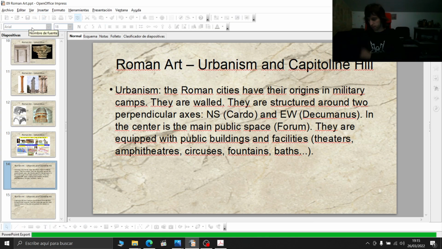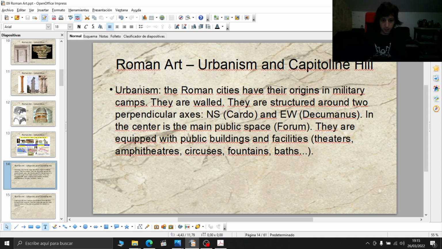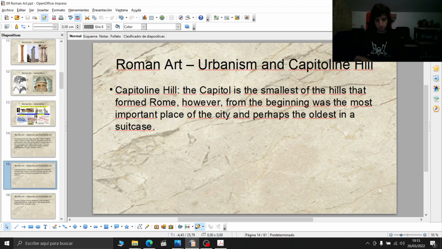Okay, now the first chapter at last. Urbanism. The Roman cities have their origins in military camps. They are walled. They are structured around two perpendicular axes, north-south Cardo and east-west Decumanus. In the center is the main public space, Forum. They are equipped with public buildings and facilities: theaters, amphitheaters, circuses, fountains, baths, and more.